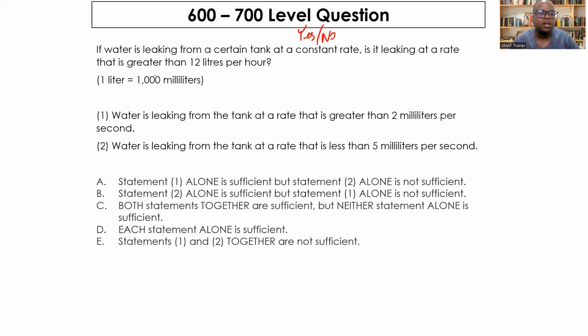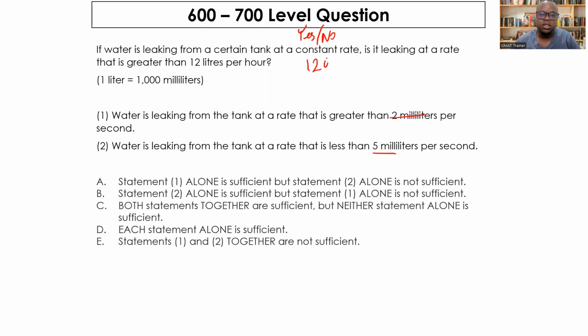So let us see what other rates we have. If you have 12 liters per hour, and you've been told that a liter is equal to 1,000 milliliters, it makes sense to convert this to the smallest units possible. Probably the rate could be per second, and before you go further, you can check the statements to see the other units mentioned. You're seeing 2 milliliters per second here, and also 5 milliliters per second. So we can convert this to milliliters per second before you go there.